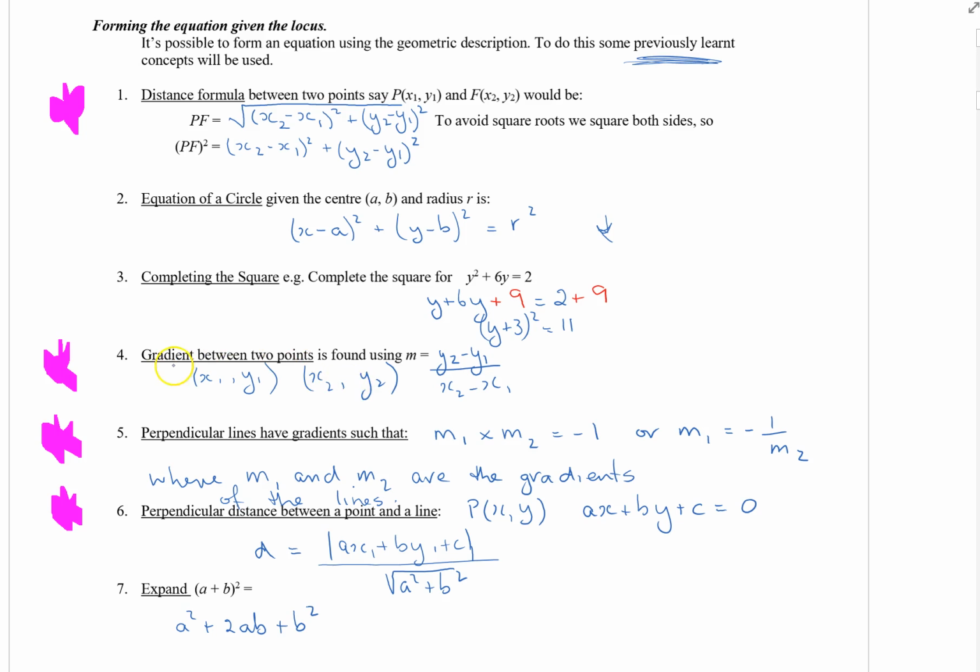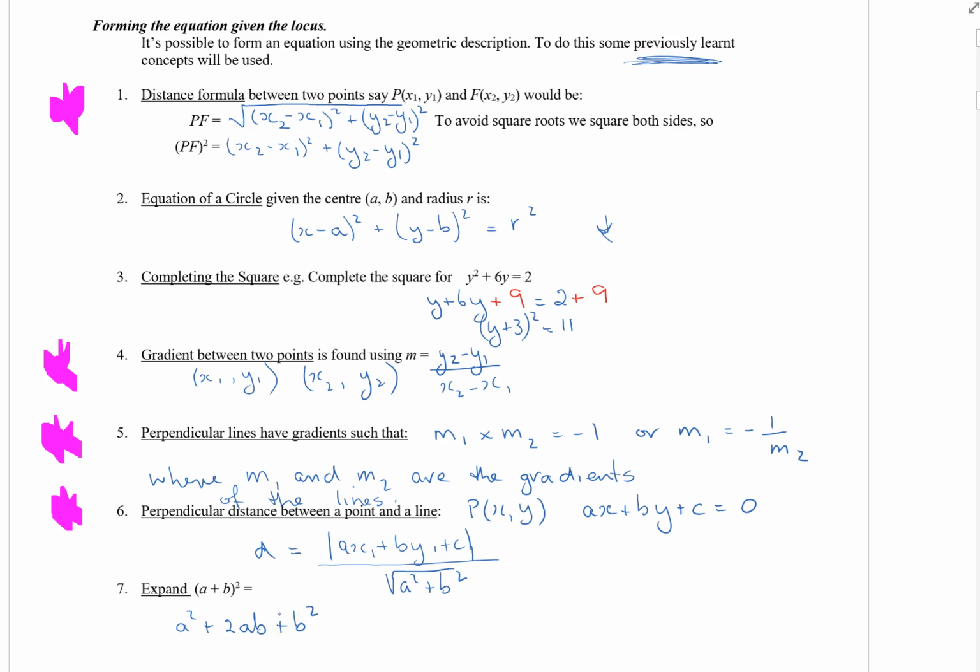The worded description might mention gradient, and so you'll use the gradient formula between 2 points. It may talk about perpendicular, so you could use either this format or this format for perpendicular, where M1 and M2 are the gradients of the lines. It might talk about perpendicular distance from a point to a line. So if the point is (x, y) and we've got an equation of a line, then we've got this calculation for the distance.